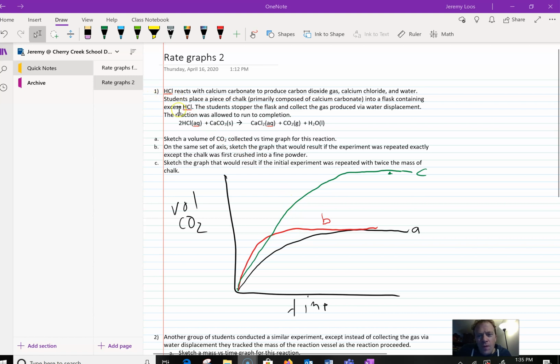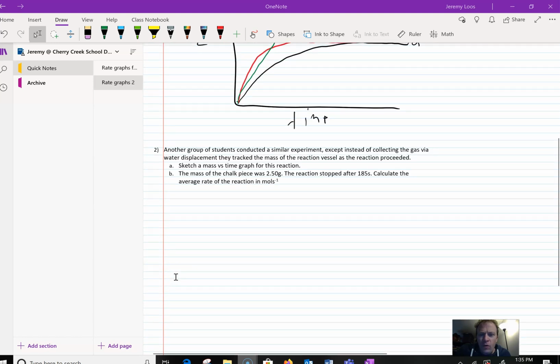Now, if HCl is not in excess, none of this stuff is necessarily true. So that's why that statement has to be in there. If the HCl would end up becoming limiting, then there would be a different story here, and the graphs wouldn't necessarily look like this.